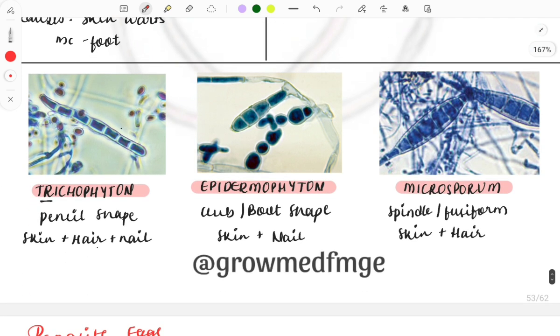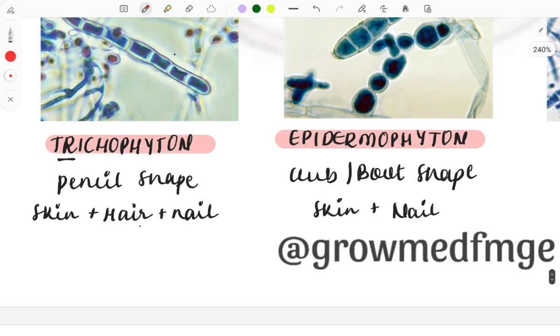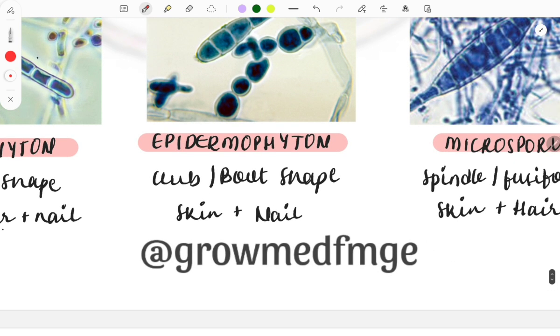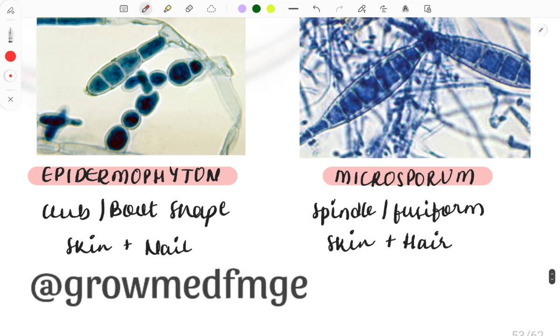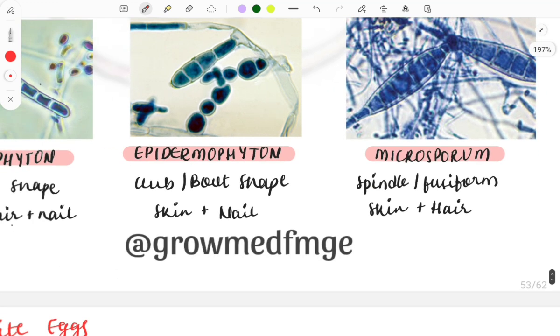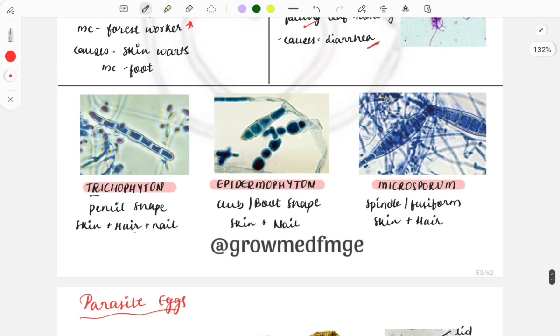Then these are the 3 important dermatophytes which are asked in integration with derma also, micro also. The first one is the image of the trichophyton. So it is pencil shaped and involves all the 3: skin, hair and nail. Epidermophyton, it is club or boot shaped and involves skin and nail, only 2 things, whereas microsporum is spindle or fusiform shaped, and the skin and the hair are involved in case of this microsporum.